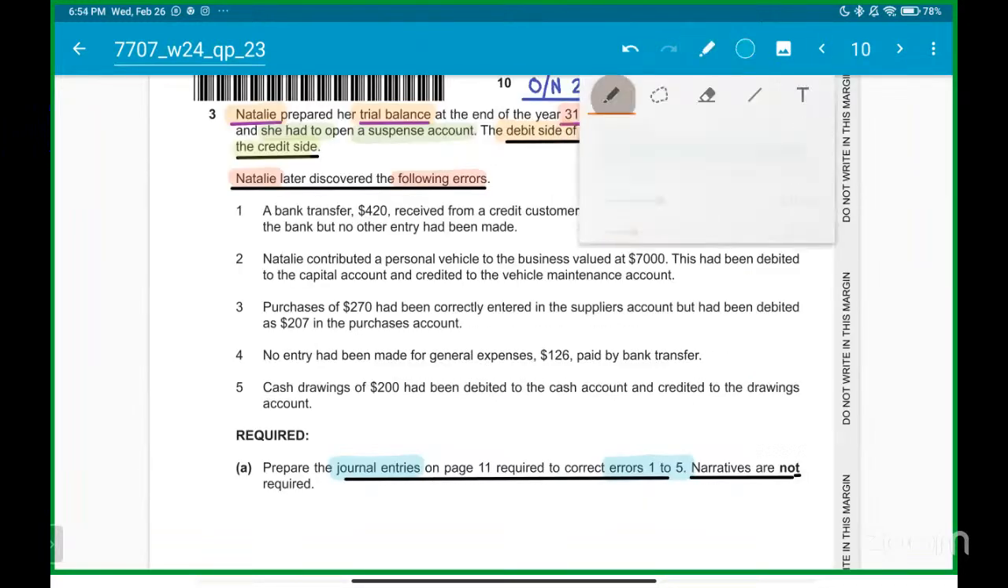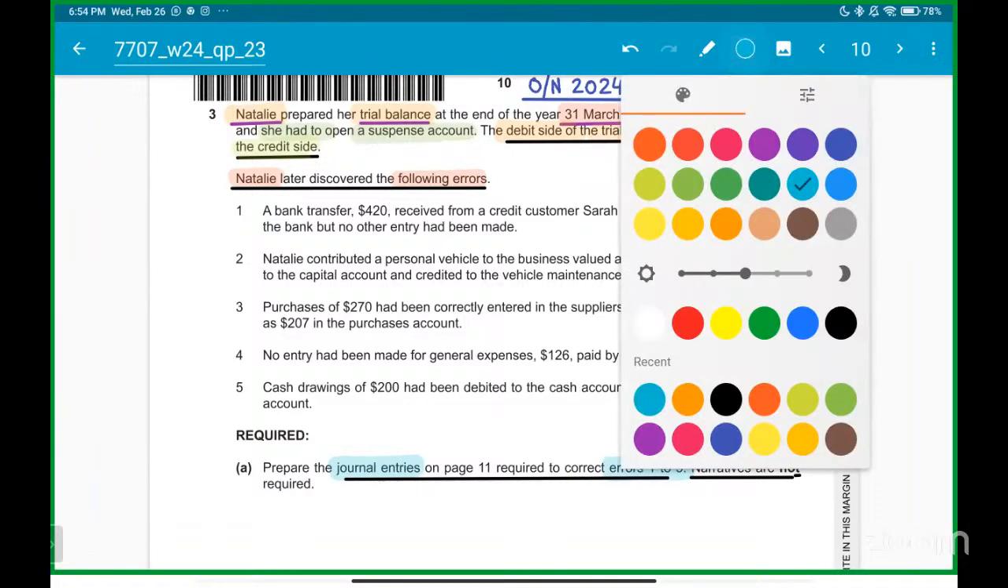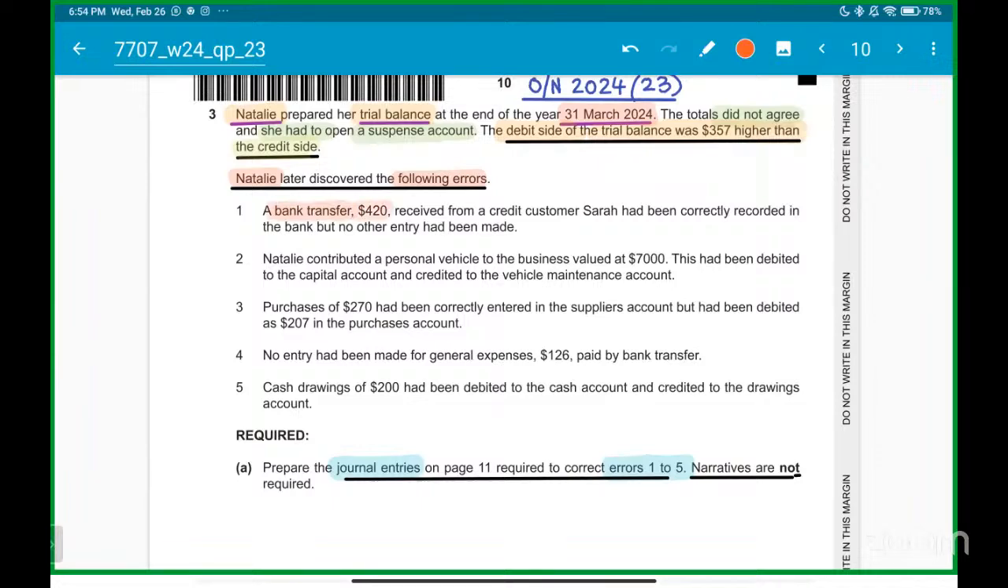So error number 1, what we have is a bank transfer of $420. It is received from a credit customer, Sarah. So the person, Natalie, received the money, the bank transfer from the credit customer, Sarah. It had been correctly recorded. So please understand that we have correctly recorded this in the bank.